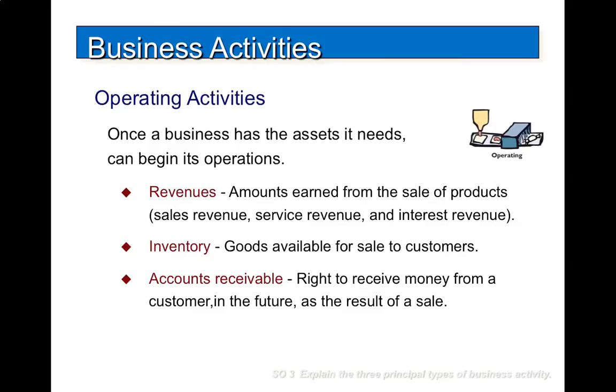Revenue is the amount earned from the sale of products. You could have sales revenue, service revenue, which would be providing a service, and then interest revenue, which would be when, after you have enough money, you may be investing in another company or corporation, and you will be getting interest from them. Inventory is the goods you have available for sale to customers, and then you have accounts receivable. This is the right to receive money from a customer in the future as a result of a sale. If you have a Dillard's credit card, you charge it, and then at the end of the month, you pay them back. That is an example of an accounts receivable.